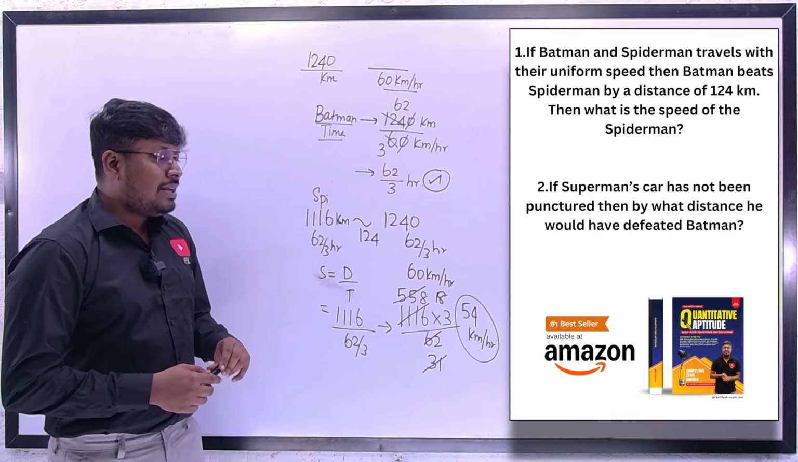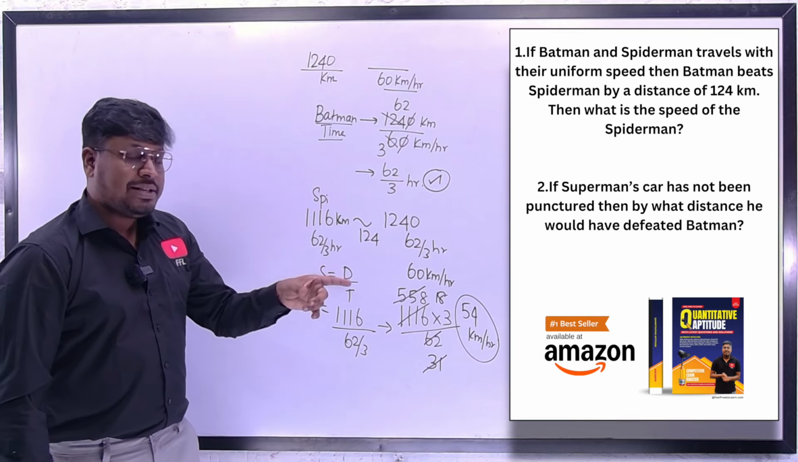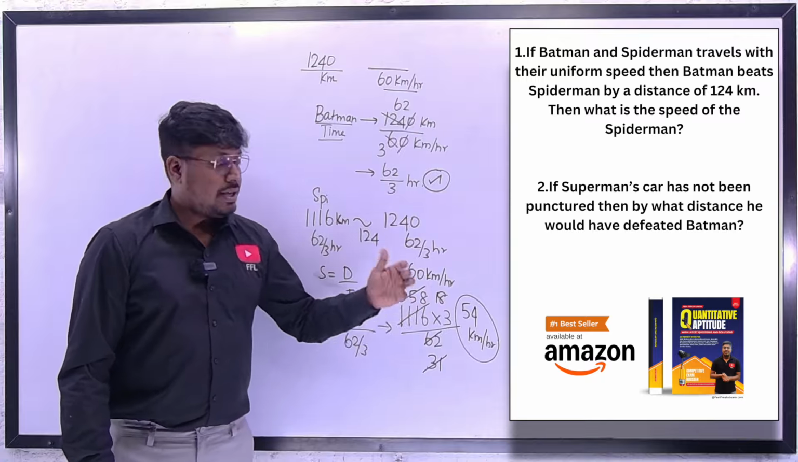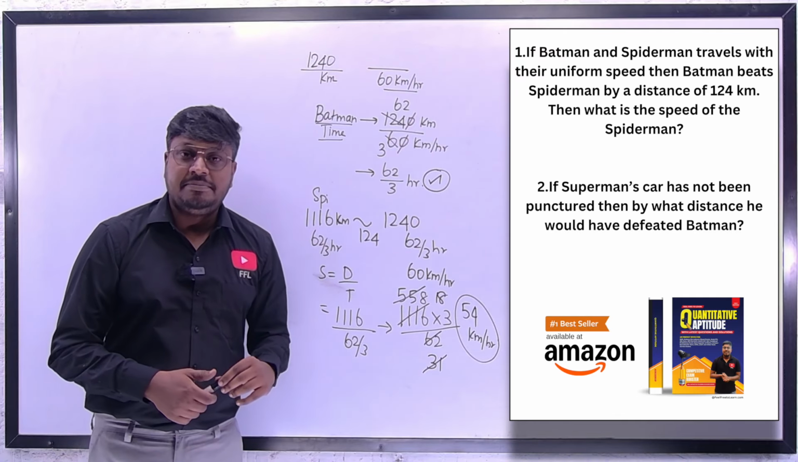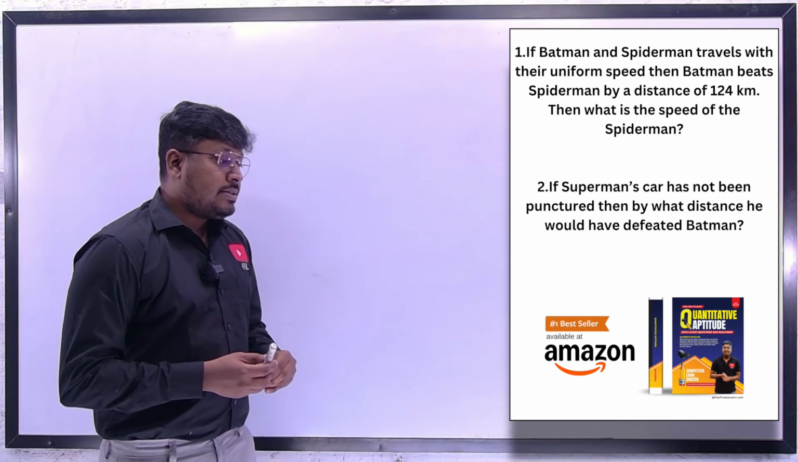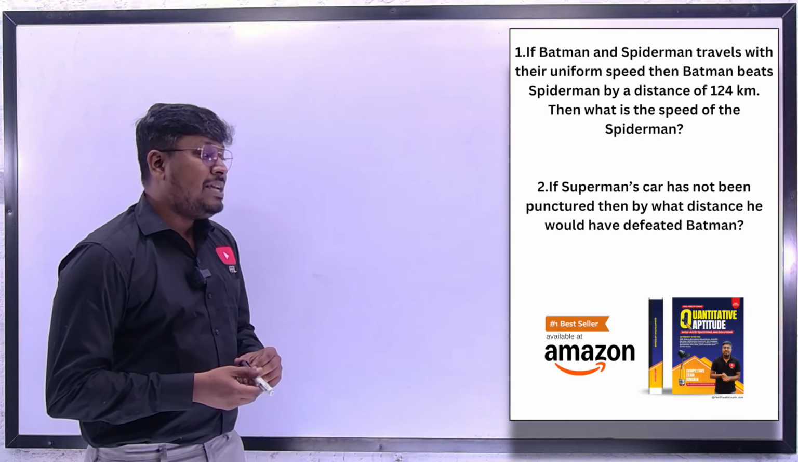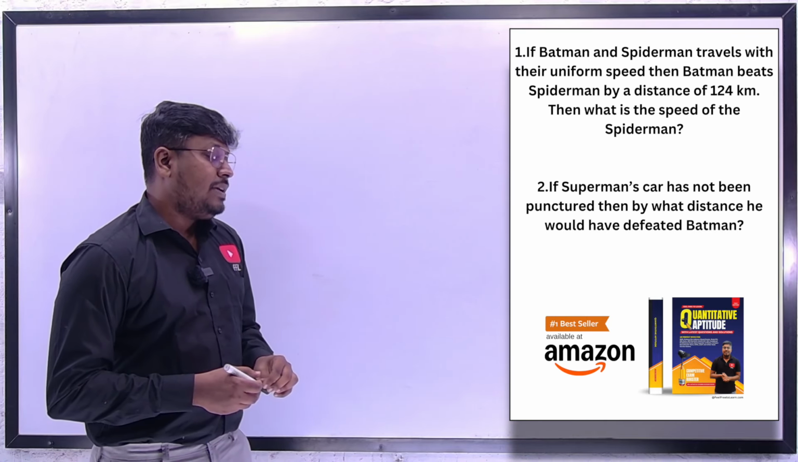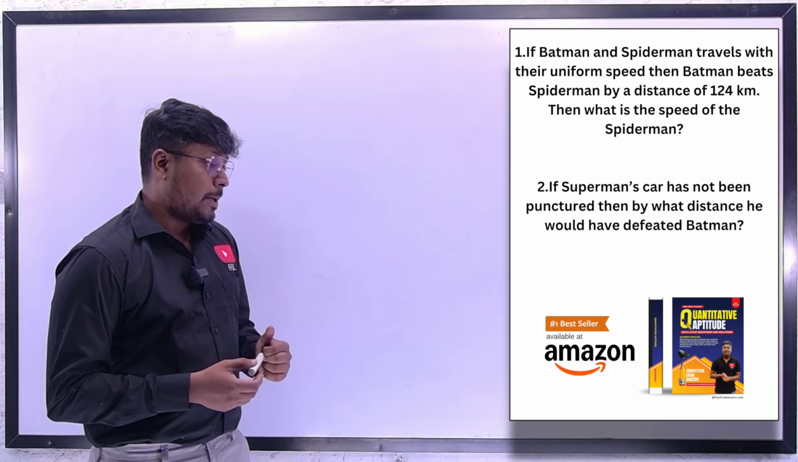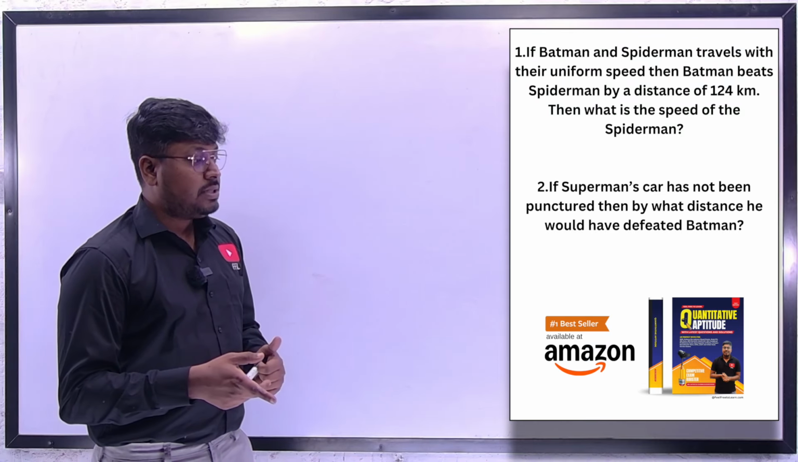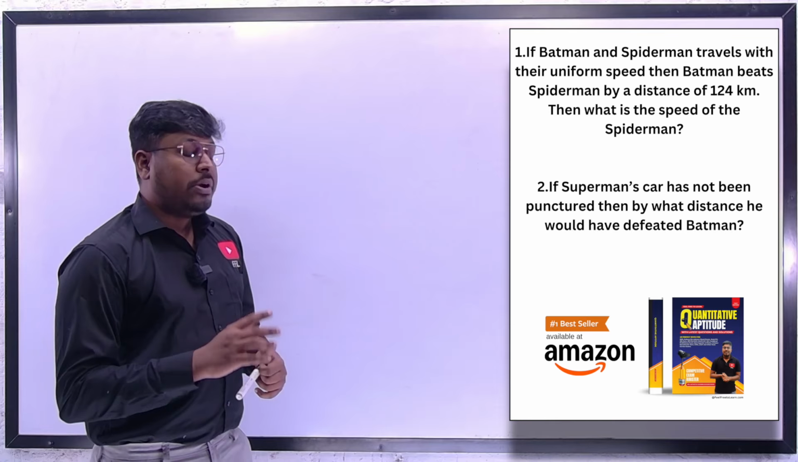I think the last question is also based upon the same concept, right? So try to solve it. I will be solving the next question here. So here is the second question. If Superman's car had not been punctured, then by what distance would he have defeated the Batman? Okay, if Superman's car was not punctured, okay, understood the concept.